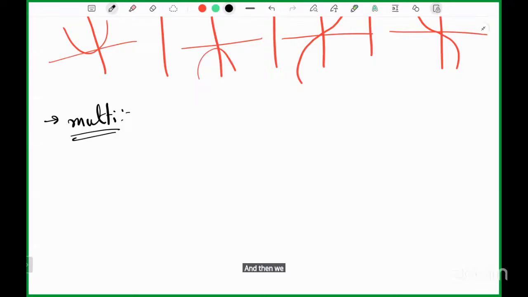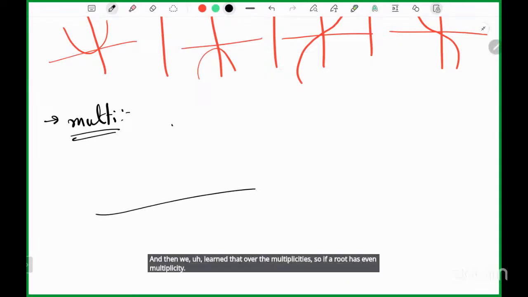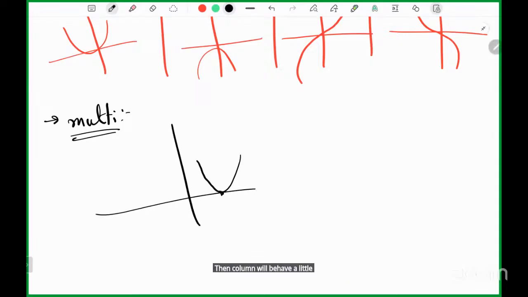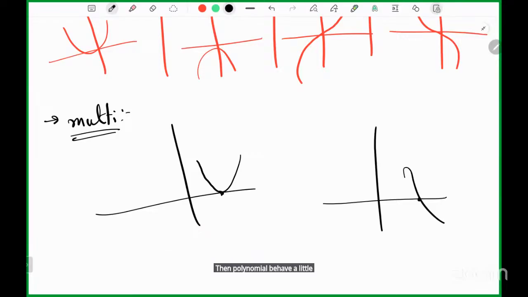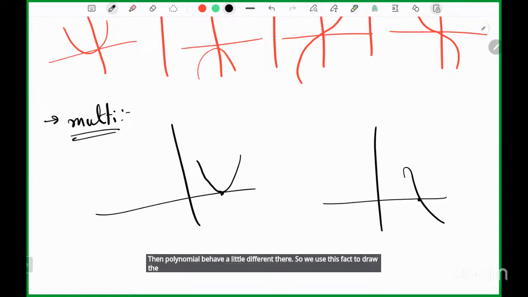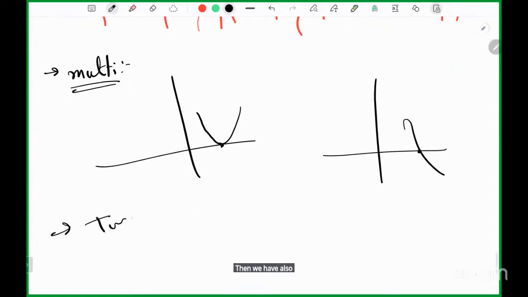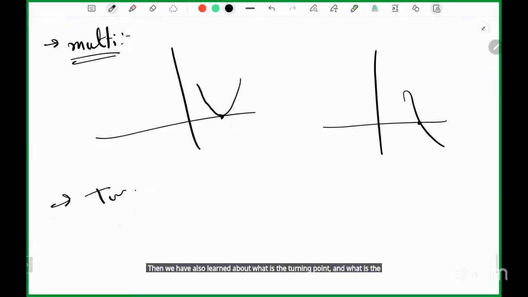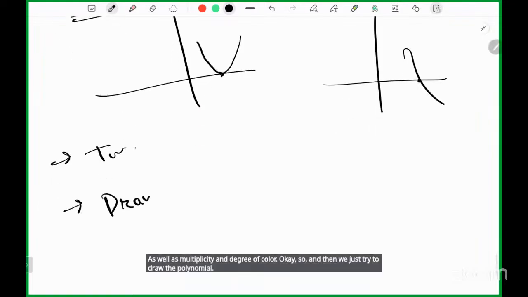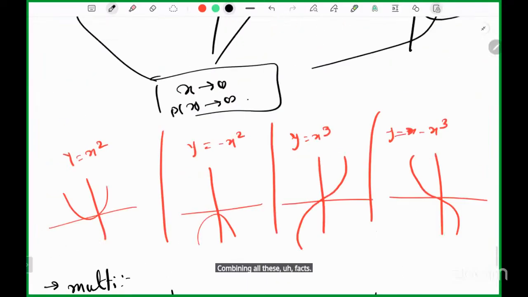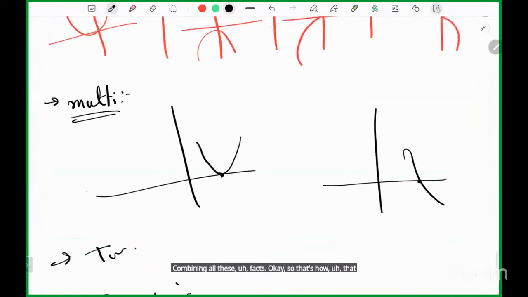And then we learned about multiplicities: if a root has even multiplicity, the polynomial behaves a little differently there, and if it's a root of odd multiplicity, the polynomial behaves a little differently there. We use this fact to draw the polynomial too. Then we also learned about turning points, and the facts about turning points and the degree of the polynomial, as well as multiplicity and the degree of the polynomial. Then we try to draw the polynomial combining all these facts. That's all we have done so far.